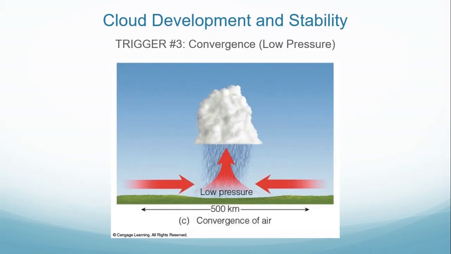A third trigger is convergence, also known as low pressure. If you have a low pressure system, then it's pulling air in from all sides. Once that air reaches the center of the low pressure, that air is moving. There's nowhere else for it to go but up, and it pushes upwards. It creates lots of thunderstorms, which is why when you look at a weather map, it's always the low pressure systems that bring lots of thunderstorms.